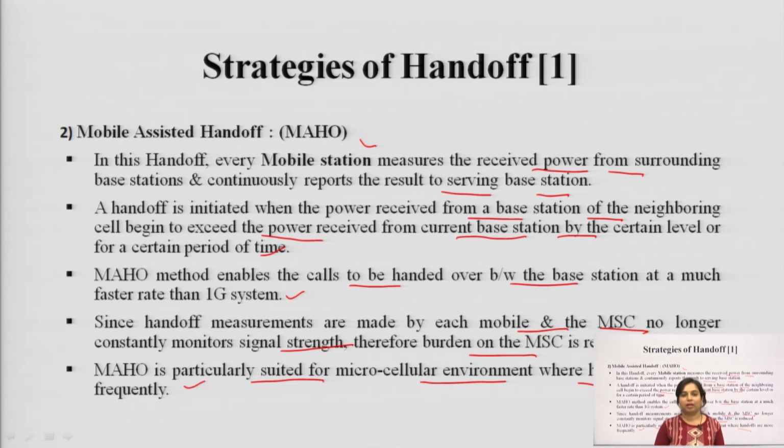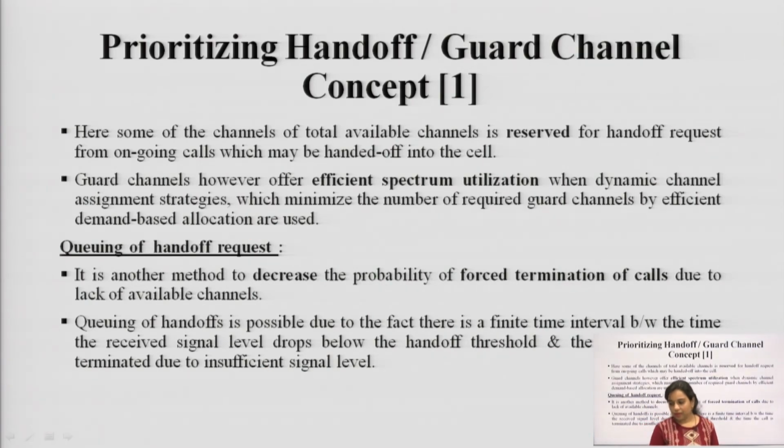Whereas, if we are considering the size of the cell quite large, meaning the radius of the hexagon is large, then the number of times the handoffs will be made will be less. So, that is inversely proportional to each other. Now, the next one is prioritizing the handoff, or the guard channel concept.